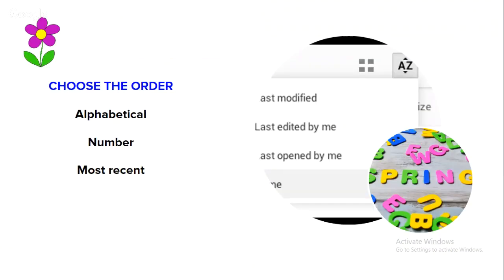One way we can do it is to choose the order. Do we want it alphabetical? Do we want it number? Do we want it most recent? So there's a little drop down where you can search it alphabetically, by number, and most recent. Numbers are always going to appear before alphabetical. So that's a little tip that we're going to talk about in your classroom, so you can find things faster and find your masters.